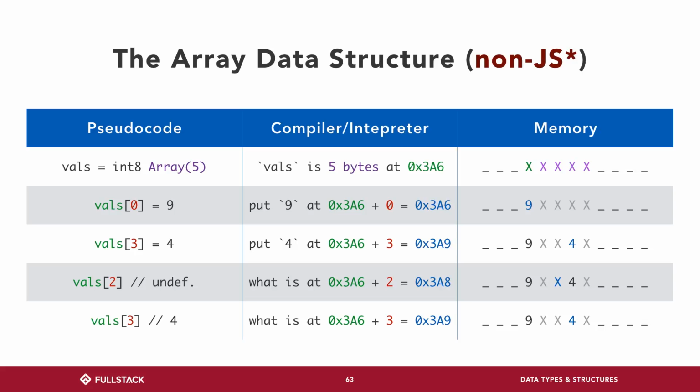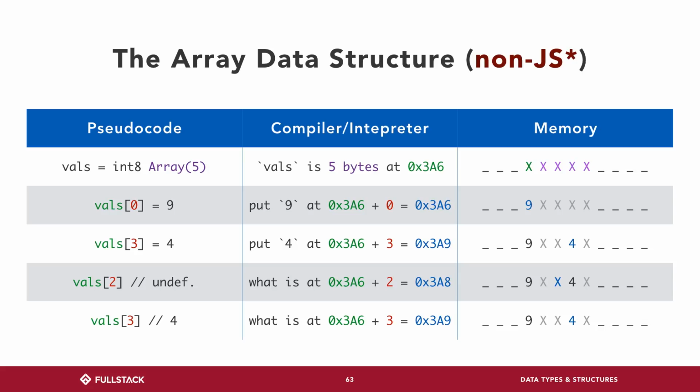In this case, I'm saying I have this variable vals, and because it's C, you have to provide the type, and it can only have one type. I'm saying it's going to store integers that are 8 bits long, and its length is only 5. What that is going to return to me is some address in memory over here, and this is everything that's been given to me. And vals holds this memory address, which happens to be 3A6 over here.